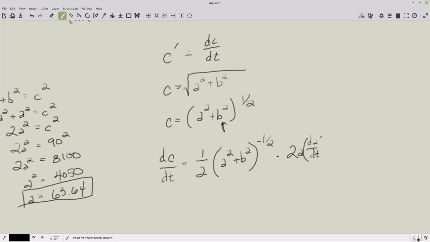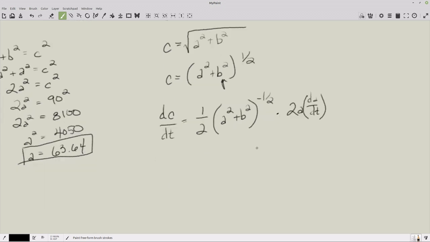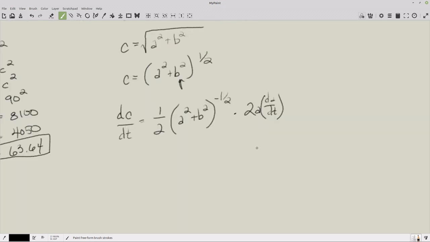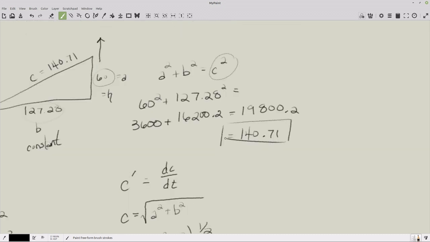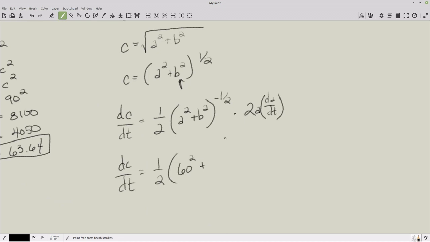Well, cool. We have our change in height, da with respect to dt. We have what we're looking for here, and we have everything else fit in. So what we can do is start plugging stuff in. So we're looking for dc over dt is 1/2. We're looking for a, which is that height, when it is equal to, what is it, 60, right? So I can plug in 60 squared. Plus, b is, what is it, 127.28. I got to square that.